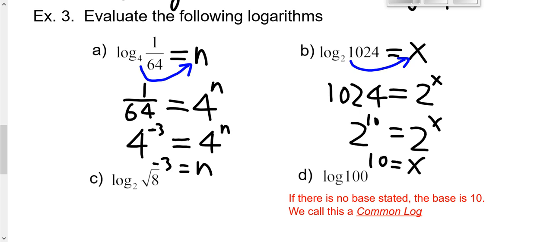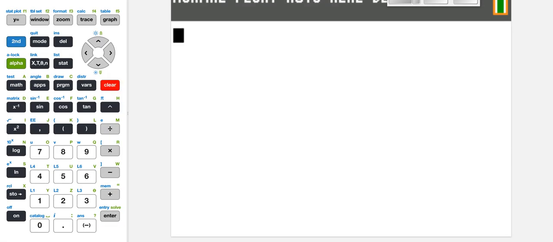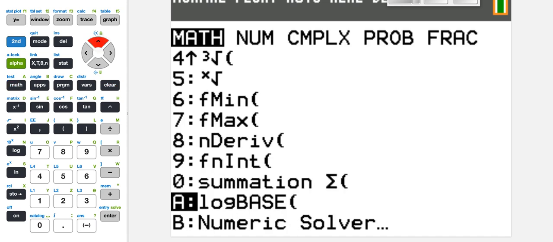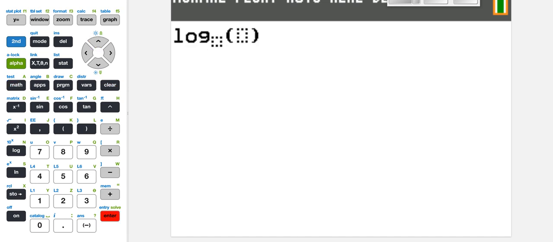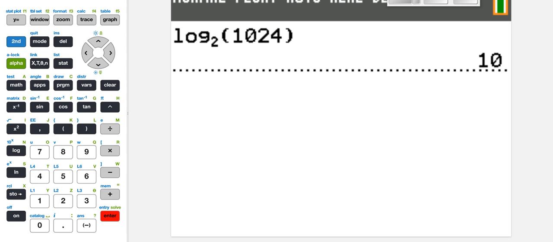I'll show you guys one last time how to do this on your graphing calculator. Okay, so clear all this. Math, second last option. So we have log base 2 of 1024. Enter. That is 10, and that's what we got.